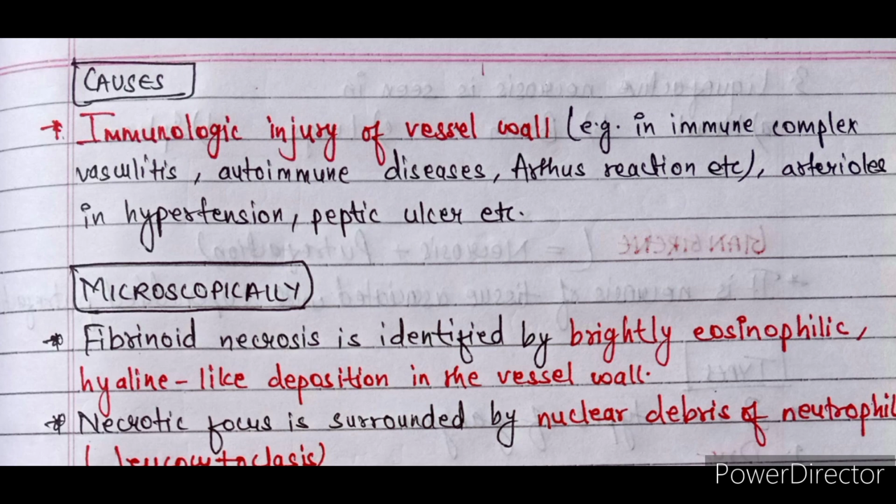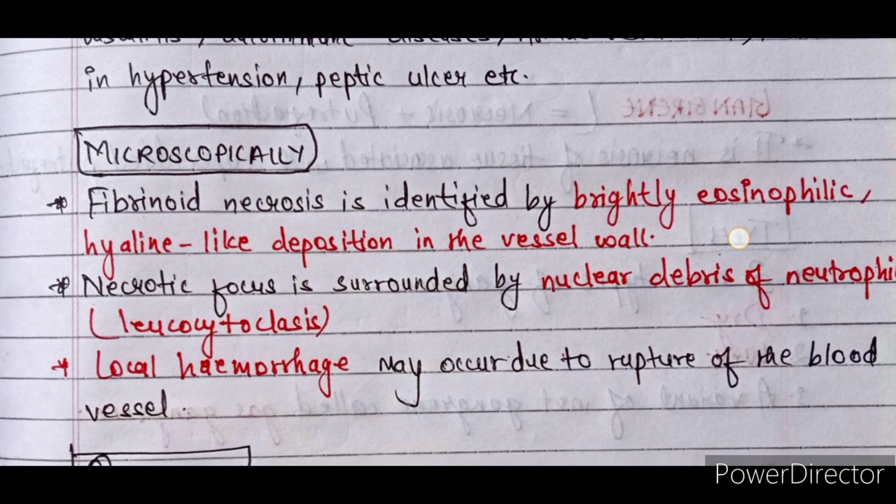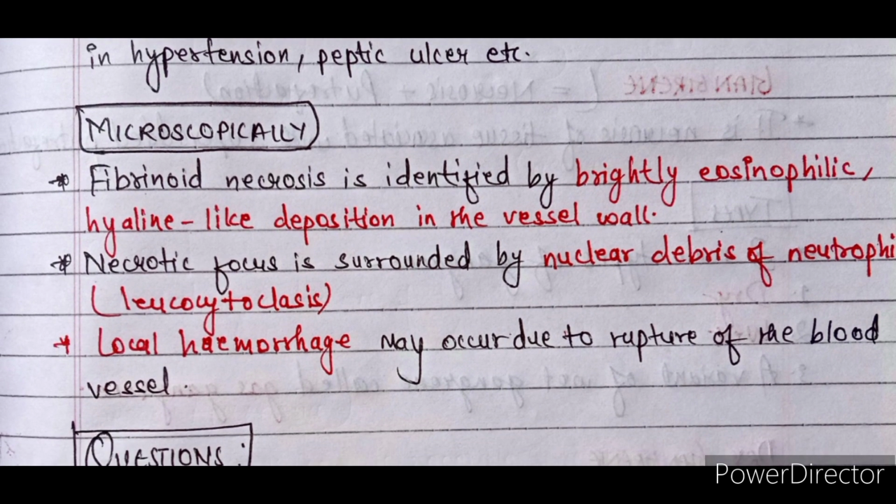Examples are immune complex vasculitis, autoimmune disease, Arthus reaction, etc. Arterioles in hypertension or peptic ulcer, etc. Microscopically, the fibrinoid necrosis is identified by brightly eosinophilic hyaline-like deposition in the vessel wall. Necrotic focus is surrounded by nuclear debris of neutrophils, that is leukocytoclasis. Local hemorrhage may occur due to rupture of the blood vessels.